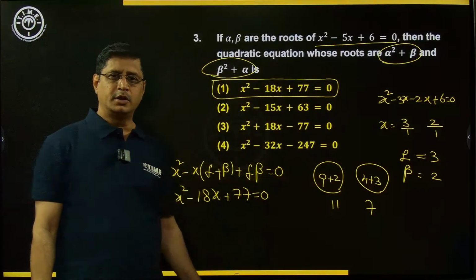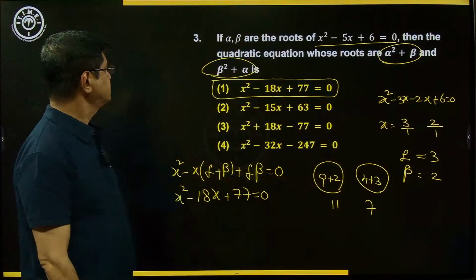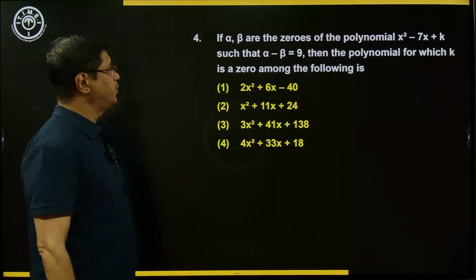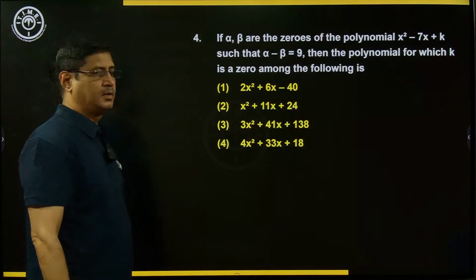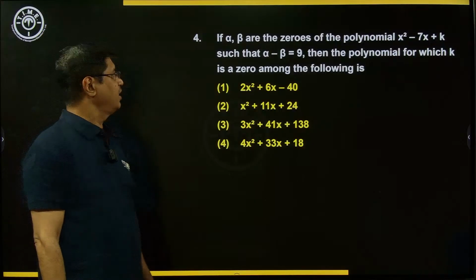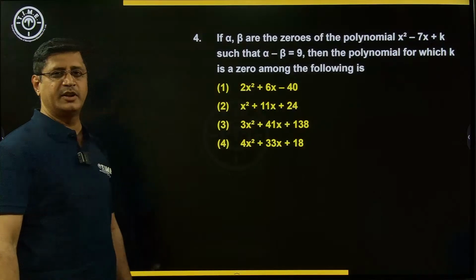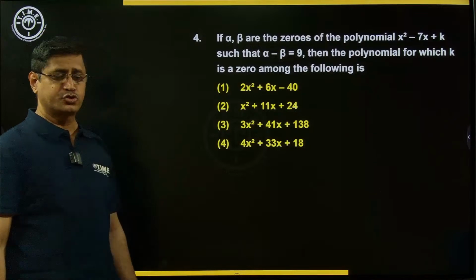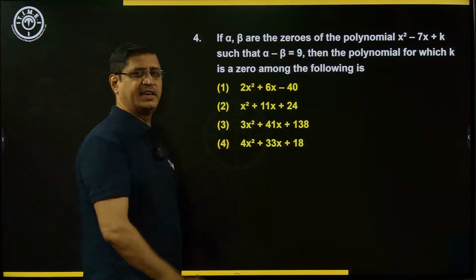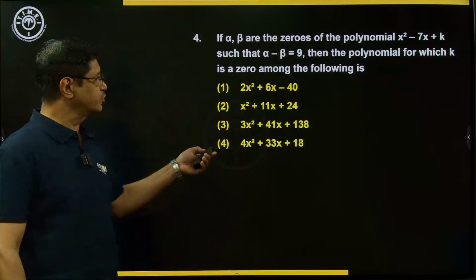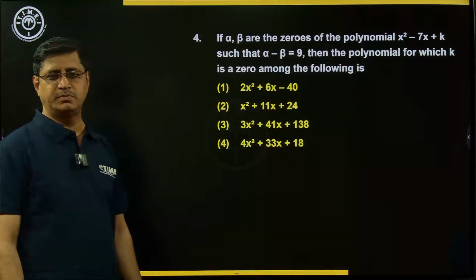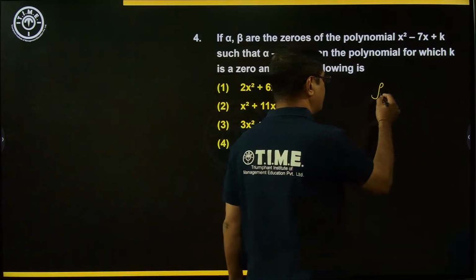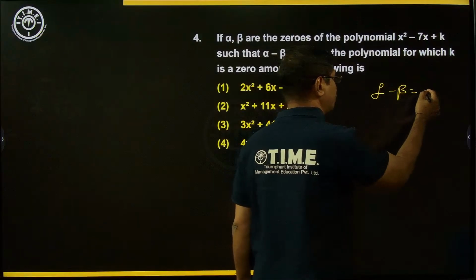Okay. Now moving to the next example. If alpha and beta are the zeros of the polynomial x square minus 7x plus k, such that alpha minus beta is equal to 9, then the polynomial for which k is a 0 among the following is. Now let's check here. Alpha minus beta is given here. Alpha minus beta is equal to 9.